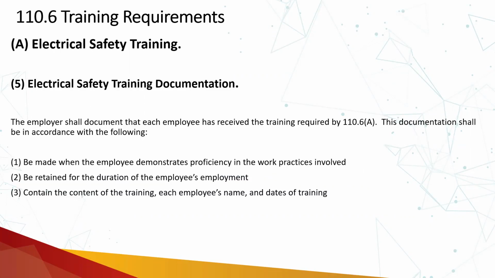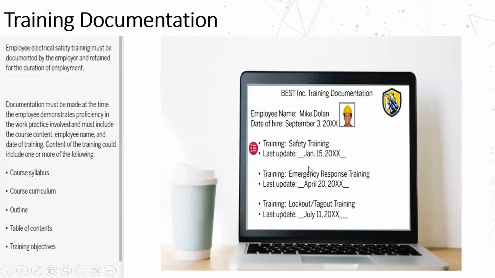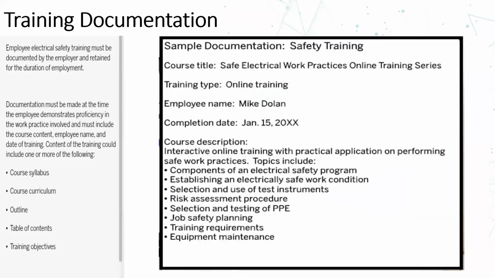Next, it talks about the documentation requirements. So documents need to be maintained for the duration of the employment, and when the employee demonstrates proficiency in the work practices, it should take into consideration the content of the training, each employee's name, and dates of the training. So you can develop this type of format in order to store or record the training requirements, or the training which an employee has taken. Okay.